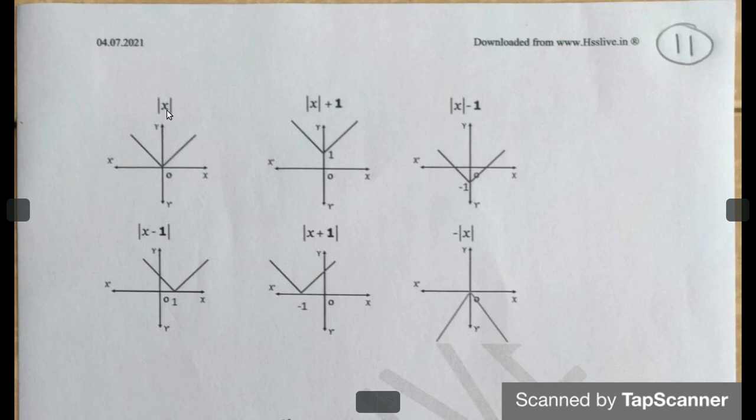This is the graph of mod x, mod x plus 1, mod x minus 1. See the movement of this graph. Mod x plus 1 means it is moved in the upward direction. Mod x minus 1 means the downward direction. With x minus 1 inside, it is shifted to the right side, and with x plus 1 inside, it is shifted to the left side.